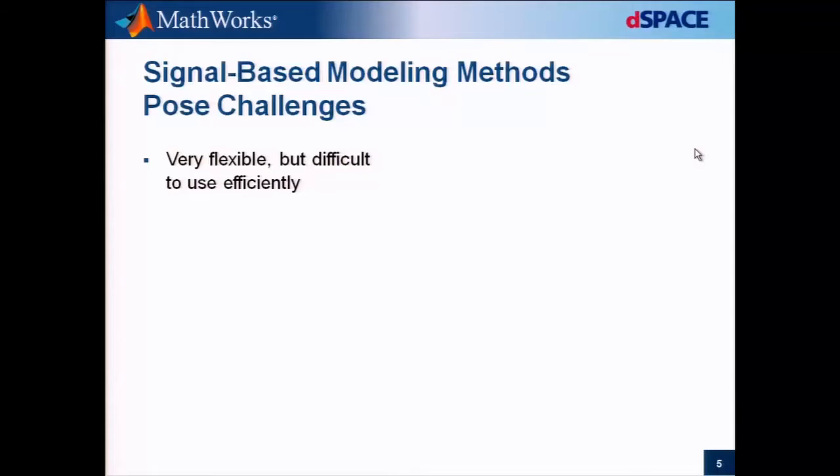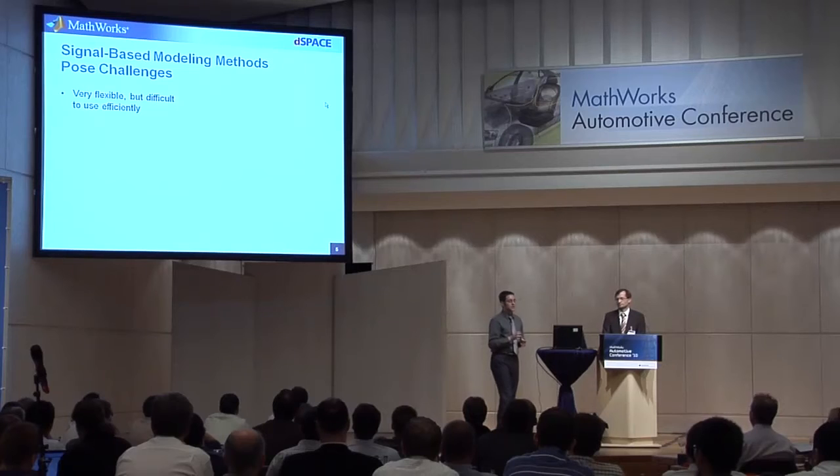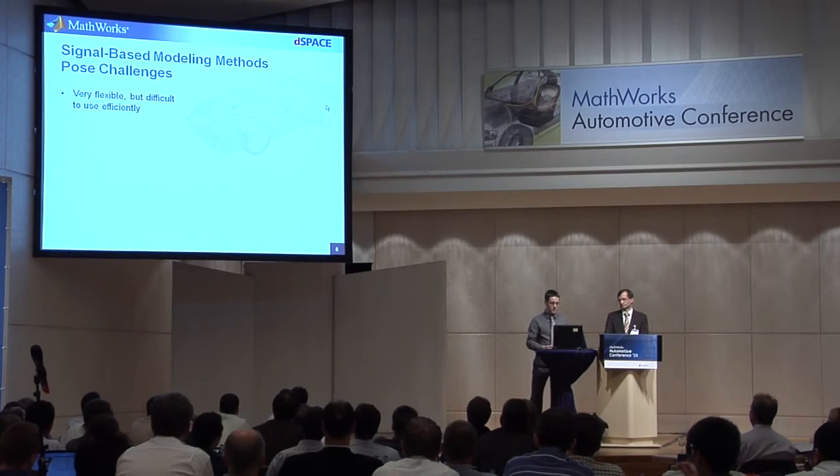The first need that we're going to highlight has to do with the methods that are used to model the physical system. Many engineers rely on signal-based methods or input-output methods to build up a model of the system. These methods are very attractive because they have complete flexibility. If you can express the output of your model in terms of the inputs, you can create the model. However, this method comes with its share of difficulties.